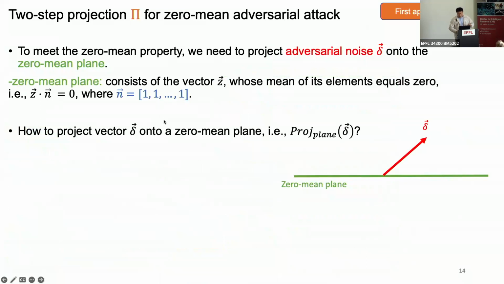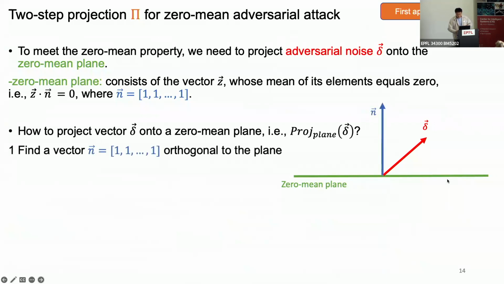To meet the zero mean property, the projection function pi should project the adversarial noise onto the zero mean plane. The zero mean plane consists of all vectors whose mean of the elements equals 0. How could we project a vector delta onto a plane? First, we find a vector O1 that is orthogonal to this plane. Then, we project the vector delta along the direction of this O1 vector.